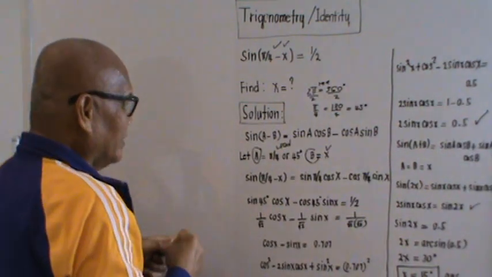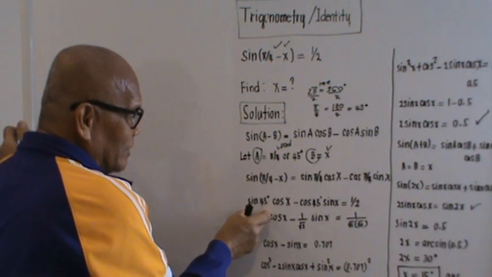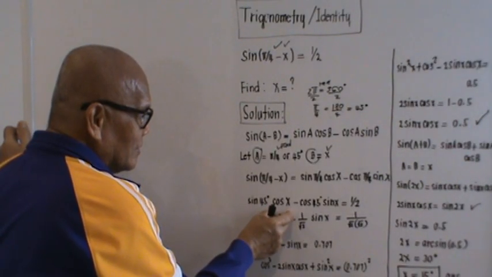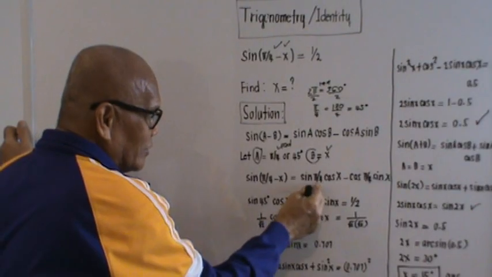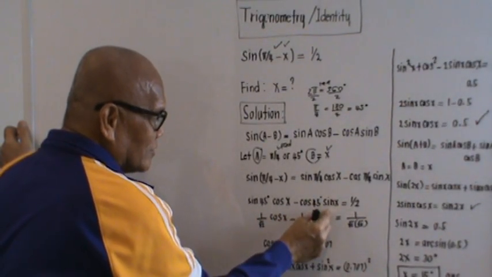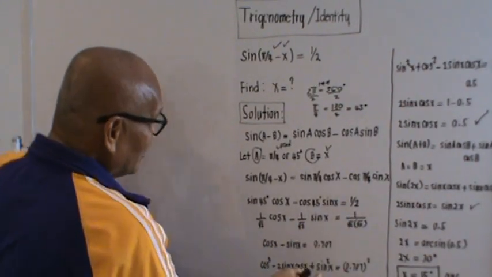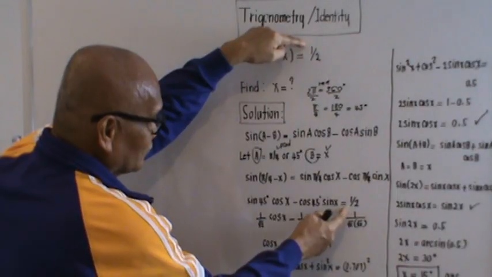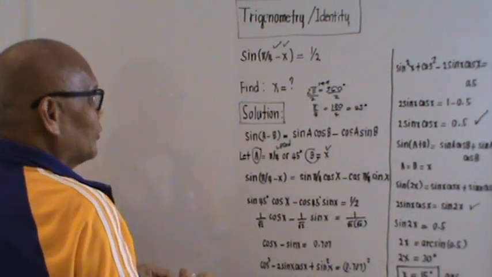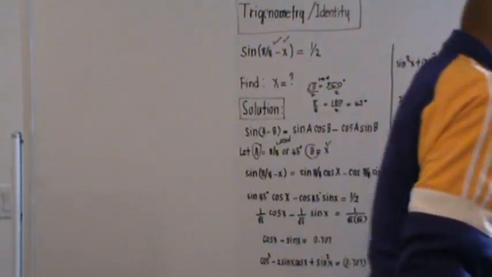It doesn't matter. So this will become sine of 45 degrees, cosine of x. We are following this. Cosine of 45 degrees times sine of x, and this should be equal to the right hand side of the given trigonometric equation, which is 1/2. Okay? And 45 degrees, hold on, I will get my eraser.